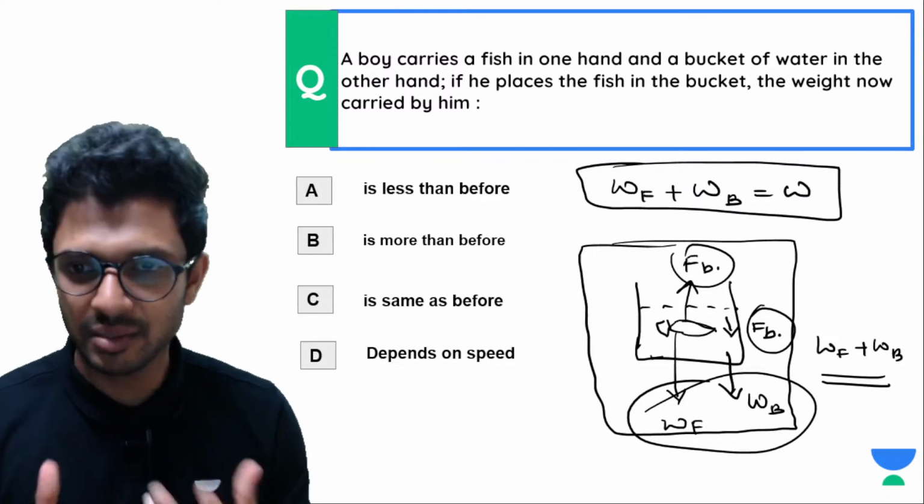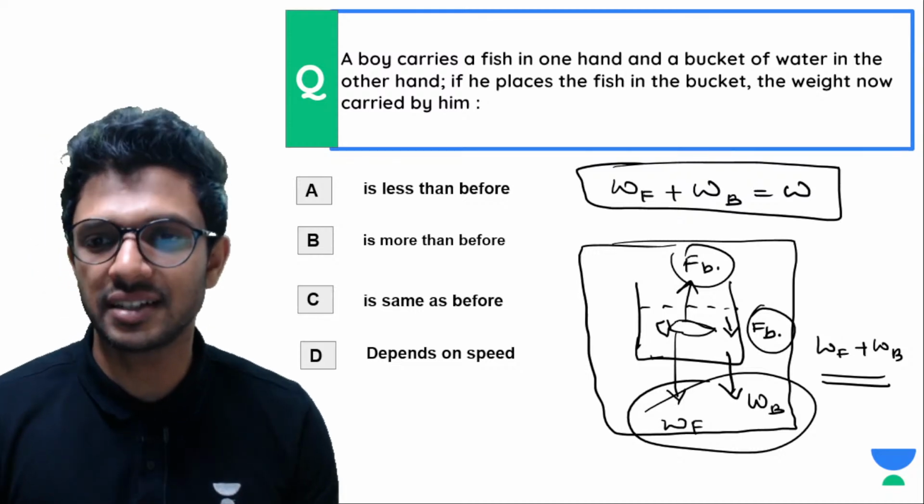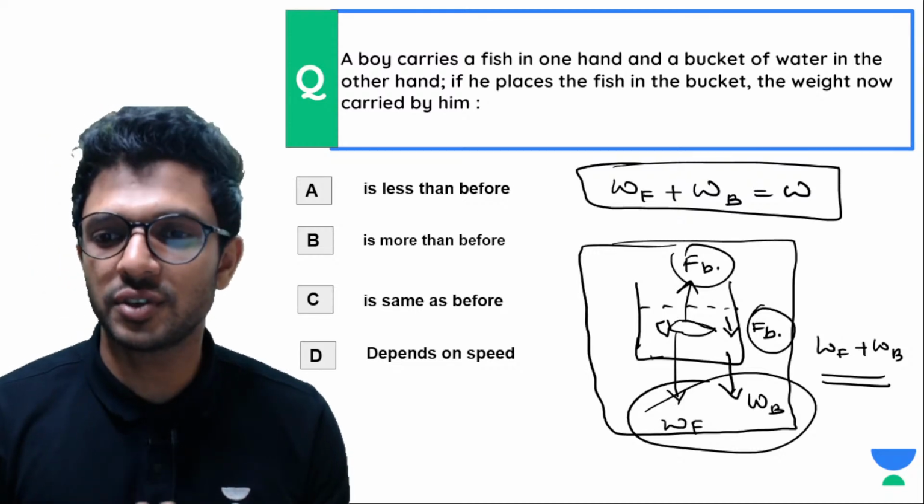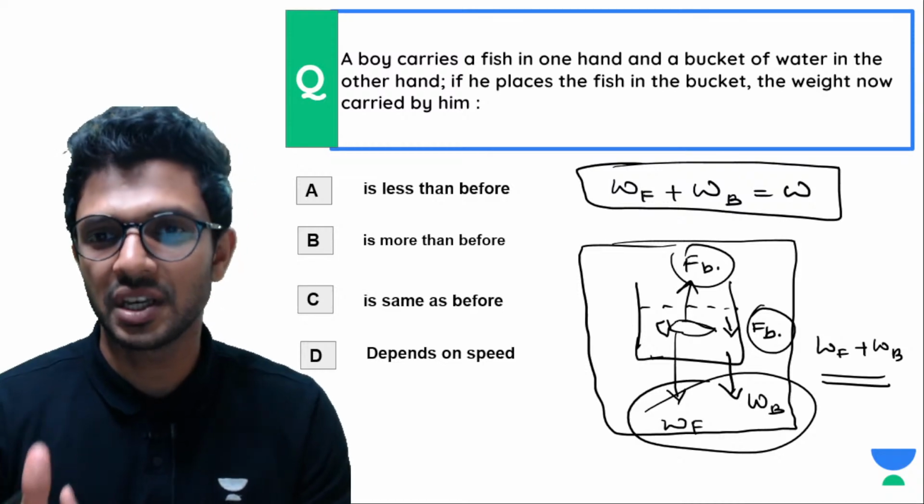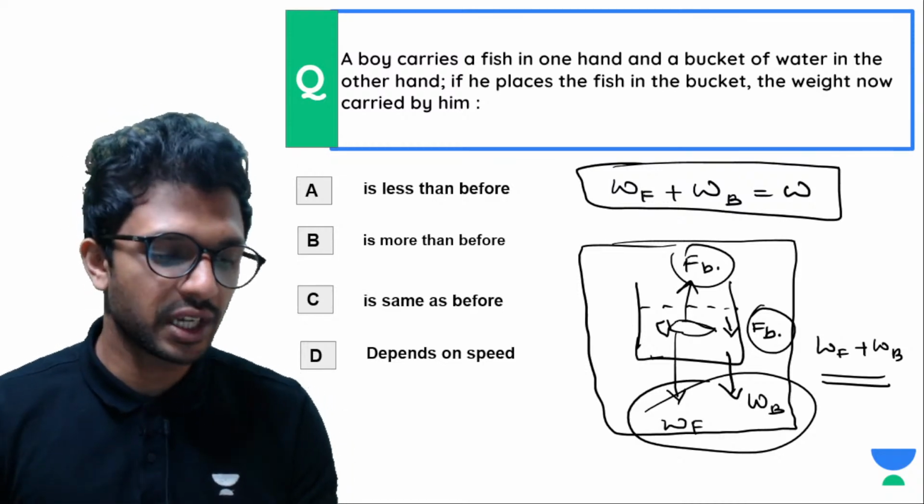Understood? Because a buoyant force is an internal force, it gets cancelled. The only external force is the weight of the fish and the weight of the bucket. It remains the same whether you are holding them separately or together.